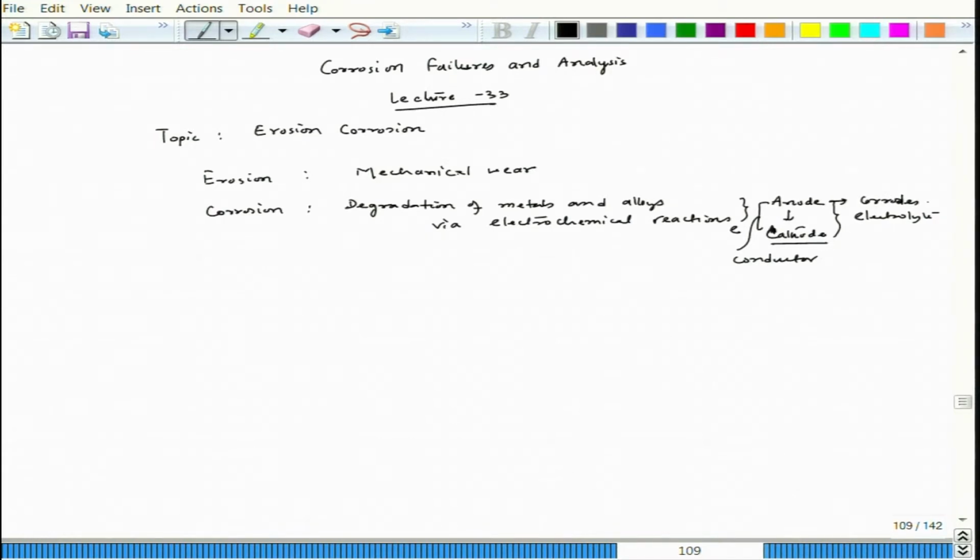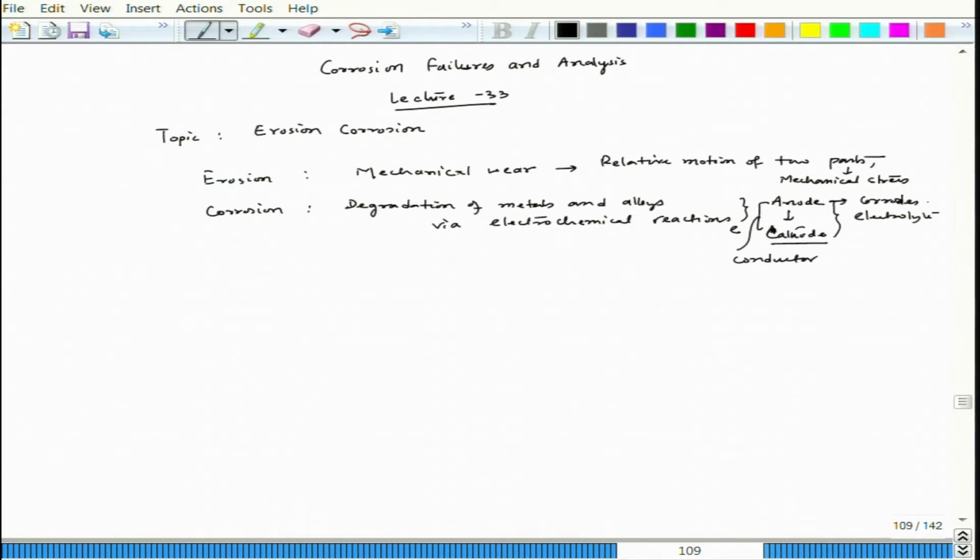Now, in the erosion part, mechanical wear, we need relative motion of two parts, which are under basically mechanical stress. Okay.